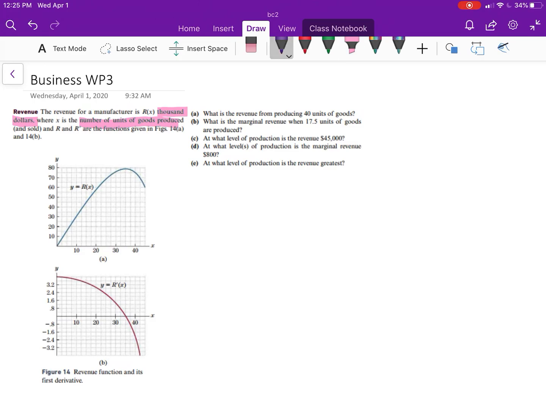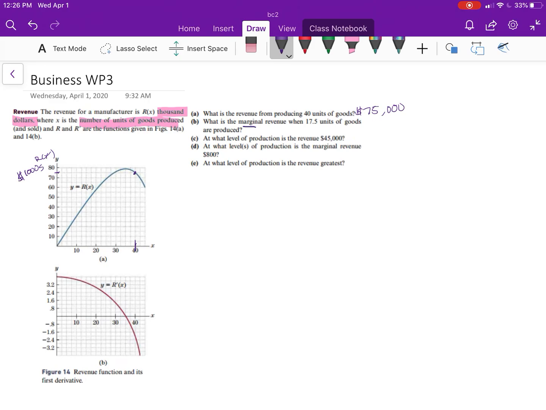A, what is the revenue from producing 40 units of goods? So we look over here at 40, and that lines up to what's right here. So it looks about 75, but that's in thousands of dollars. R of x, which is y, is in thousands. So it's not just 75, it's important to note it's $75,000. That's the revenue when 40 units are produced and sold.